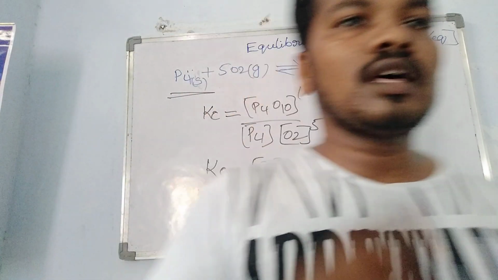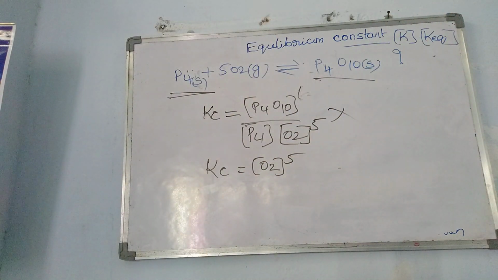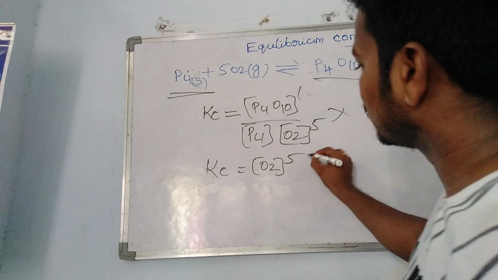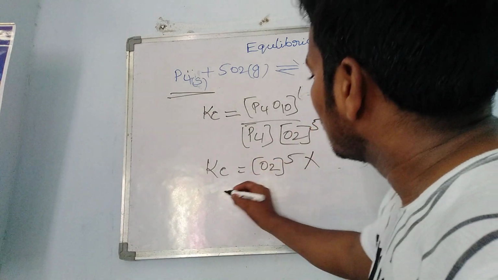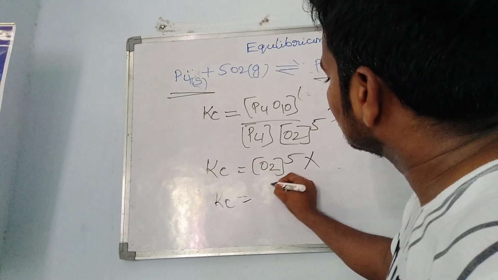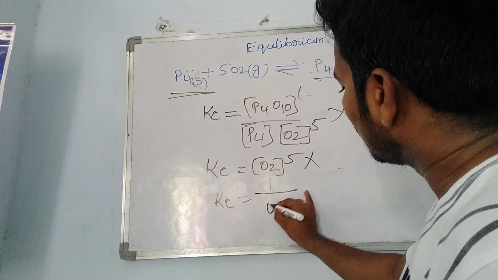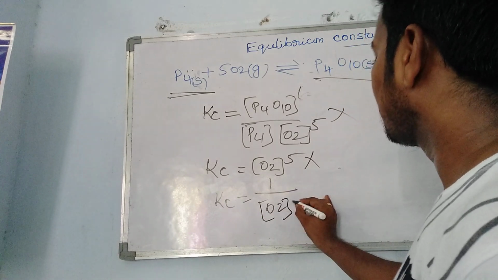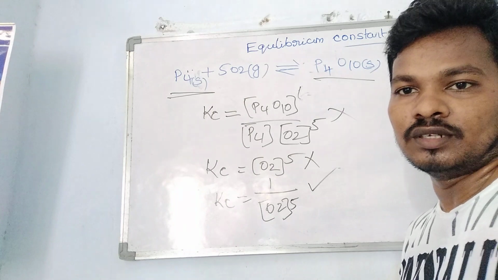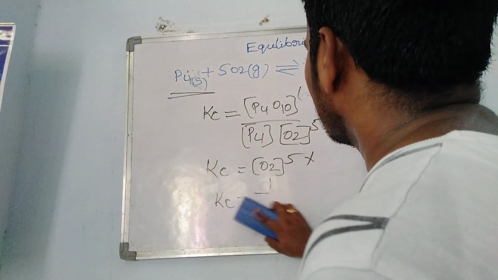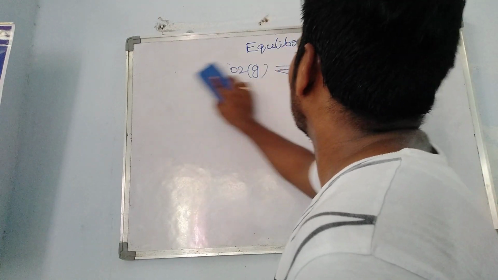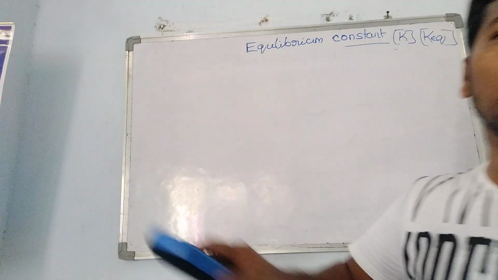We have to write only the gases. So if you write like this also, this is called wrong. How to write? Product upon the reactant. This is the correct expression. Try to understand while writing. So another example we will take.